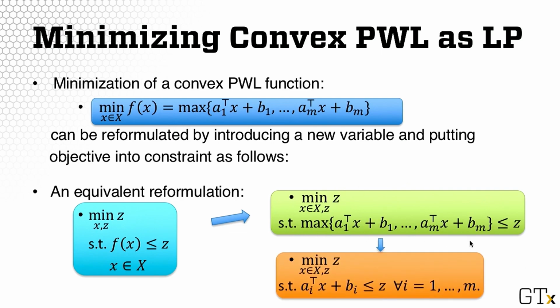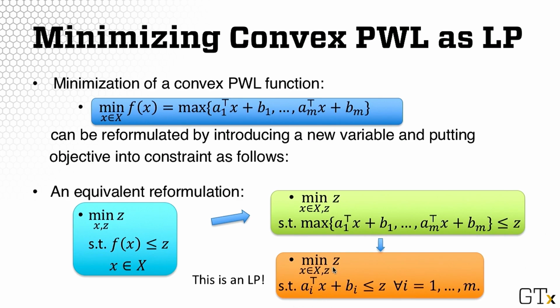And then I can reformulate this constraint here, this complicated constraint, because z is greater than the max of m pieces. Therefore, z has to be greater than each piece individually, right? So that is equivalent. So if z is greater than a_i transpose x plus b_i for all i's from 1 to m, then z should be greater than the max of these m pieces. So this orange problem and the green problem, they're equivalent. But look, this orange problem now is a linear program. So that's how we reformulate this minimization problem of a convex piecewise linear function as actually a linear program.